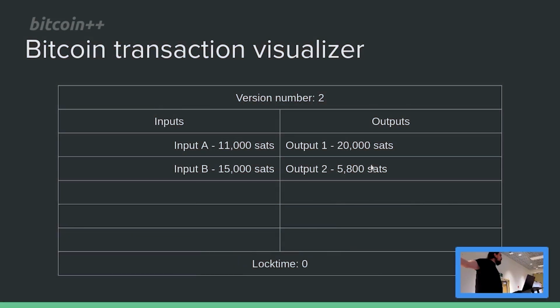I want to tell you a little bit about what a CoinJoin is before I get into how to do them. And before I get into what a CoinJoin is, I actually want to tell you what a Bitcoin transaction is. So this is a Bitcoin transaction that I made in Excel.